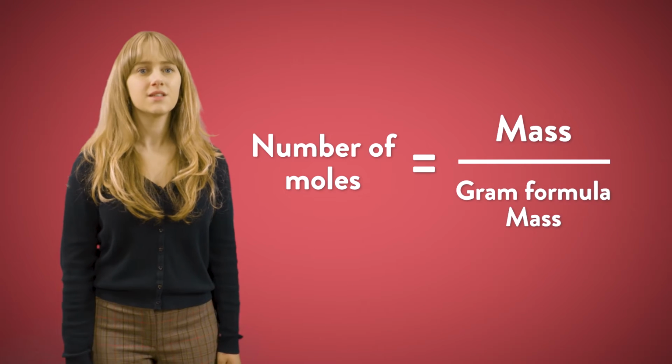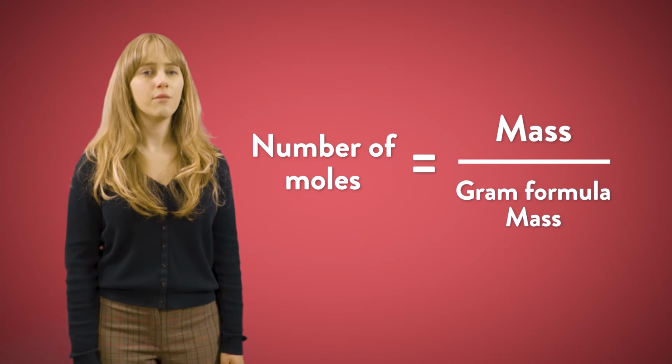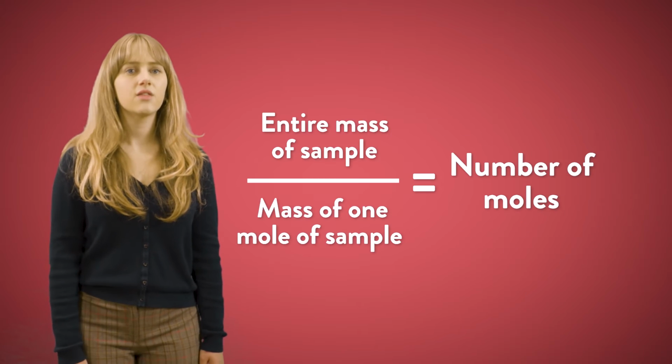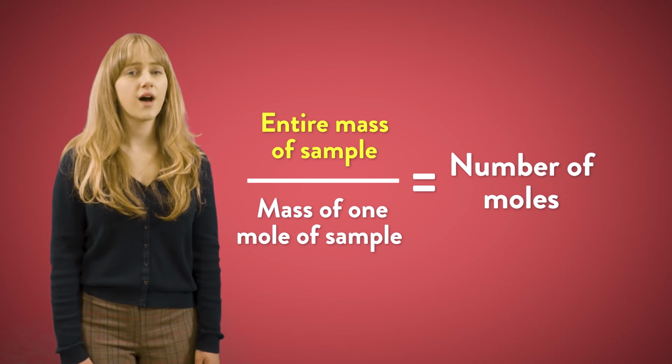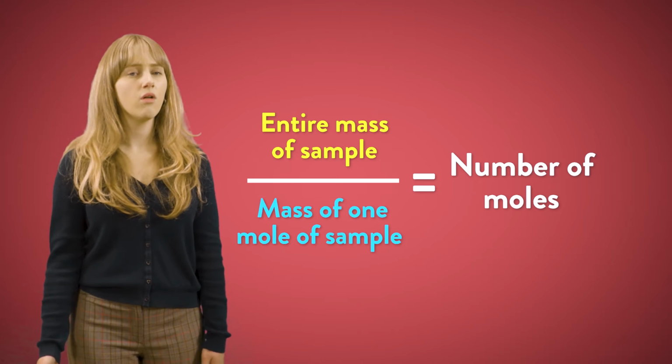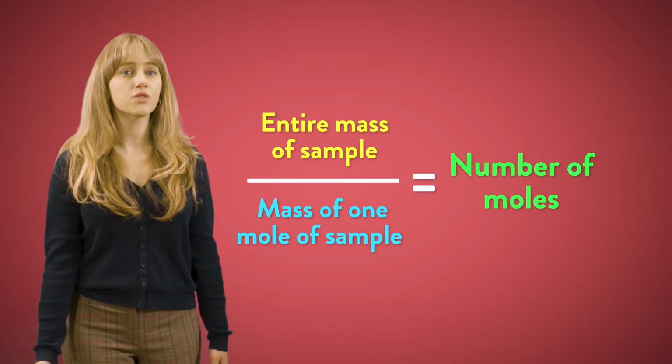Number of moles is equal to the mass divided by the gram formula mass. Basically, we're looking for how many atoms we have. But we're not going to sit here and count all of the atoms in a substance. That would take forever. But we do know that each element has a mass. So if we calculate the entire mass of our sample and divide that mass by the mass of 1 mole of the sample, we'll know how many moles are in the whole thing.